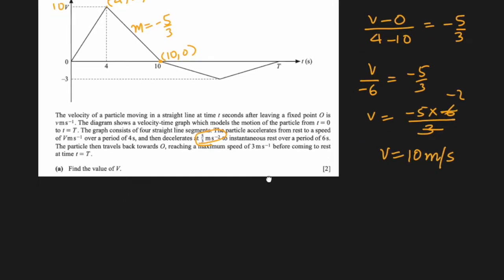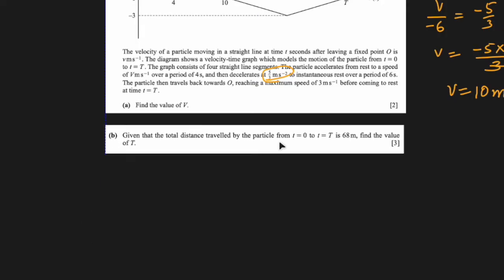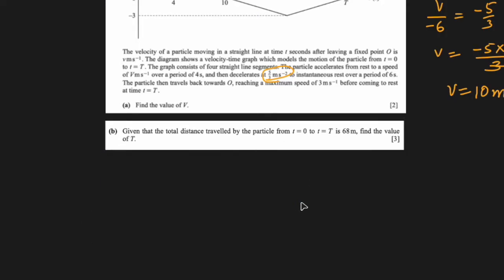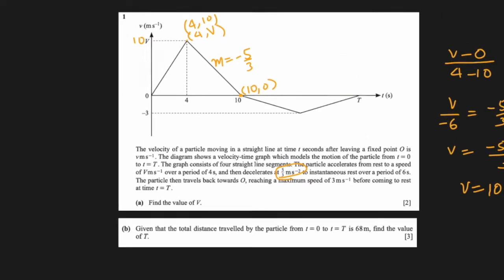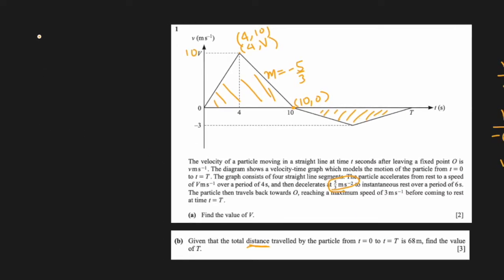Okay, now let's see what the b part is. B part says that given that the total distance traveled by the particle from t equals 0 to t equals capital T is 68 meters, find the value of T. Total distance, they said, not displacement, right? Distance means whatever is the area under this particular triangle, and this triangle will be added, not subtracted, because it's negative. So displacement will be negative in this case, but we will add the two areas, and let me do that on the left side here.